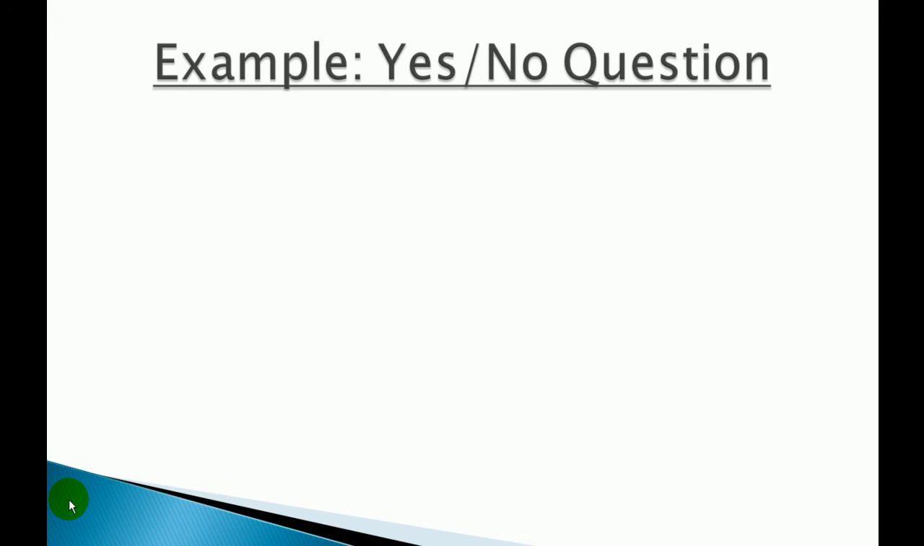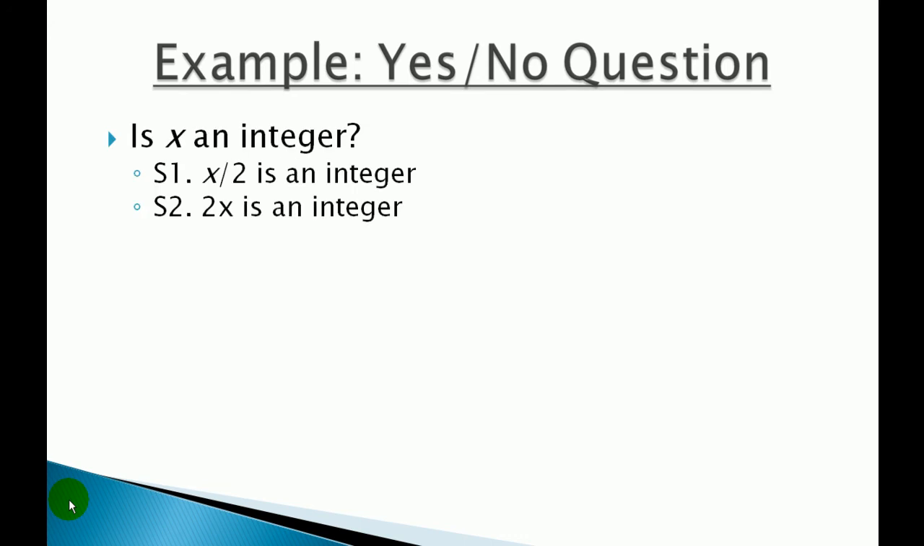Now here is a second yes/no question. Is x an integer? Go ahead and solve it. Now the question asks, is x an integer? And of course we know that integers are defined as the set of whole numbers that have no decimals or fractions attached to them. And integers can be negative, they can be 0, or they can be positive.